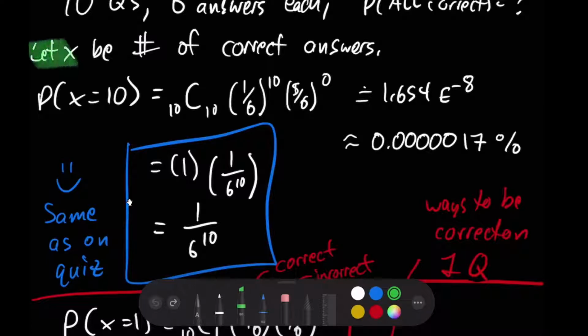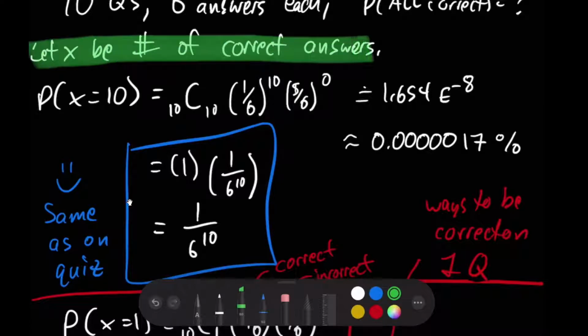We'll define a random variable: let x be the number of correct answers. We're going to use our familiar formula here. I'll just write that off to the side real quick. P of x is equal to nCx, p to the x, q to the n minus x. So all our choices, our probabilities of success, and our probabilities of failure.